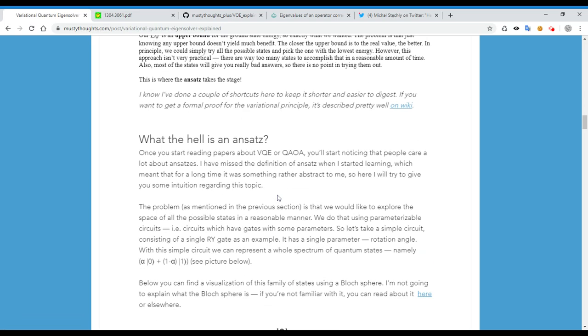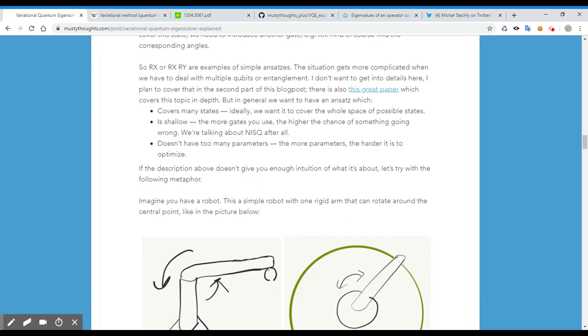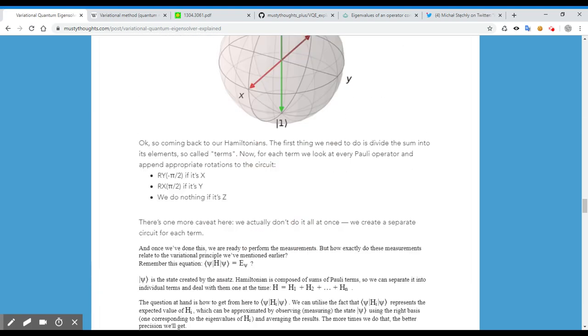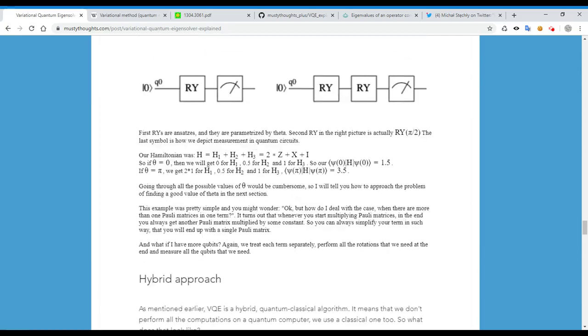What the hell is an ansatz? So, that's Wikipedia. Okay. Where am I now? Here, the ansatz. Okay, cool.